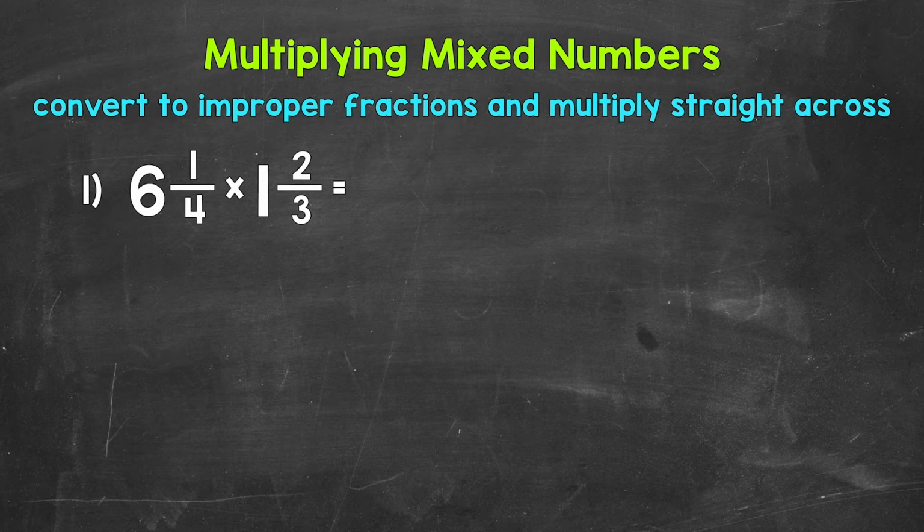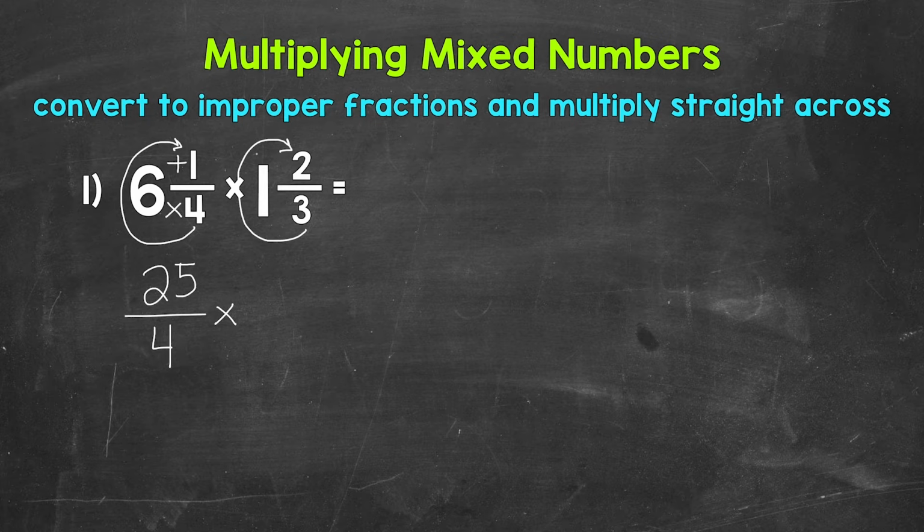So let's start by converting 6 and 1/4 to an improper fraction. We do that by starting at the bottom and working our way to the top. We multiply and then add. So we multiply the denominator by the whole number and then add the numerator. So 4 times 6 is 24 plus 1 is 25. That's the numerator of the improper fraction. Then we keep the denominator the same. So that is 25/4 times, and then we can convert 1 and 2/3 to an improper fraction.